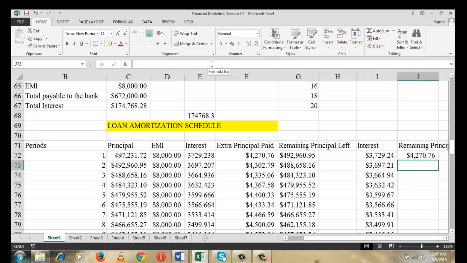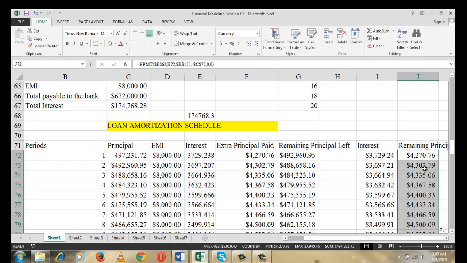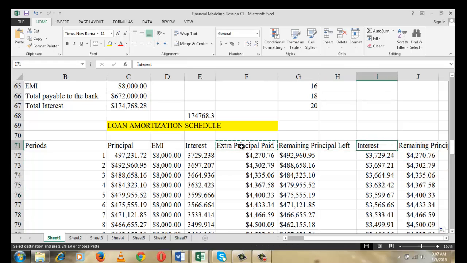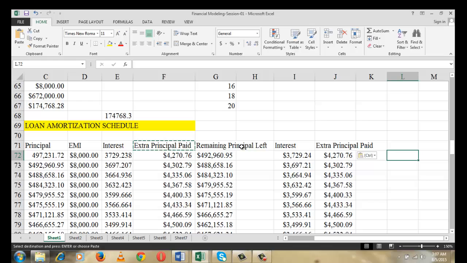4270 is the interest. Here it's extra principal paid. Sorry, this is the principal you paid, 0.76, not the remaining principal. You can get this figure 4302. So you can calculate that figure by using this PPMT, and you can calculate interest by using this. Now if you add them, you get the EMI figure. Always it will come to 8,000.